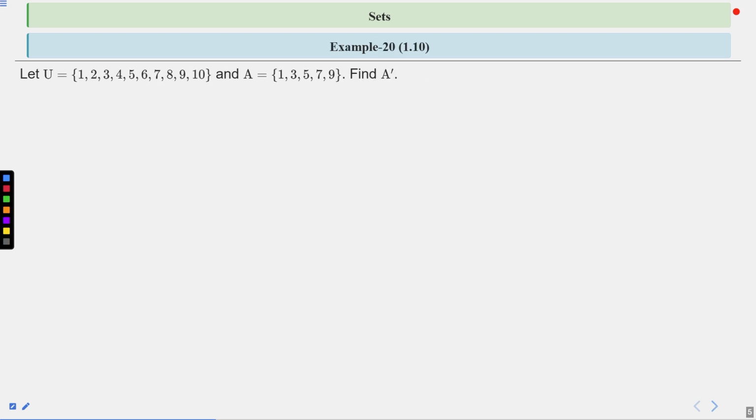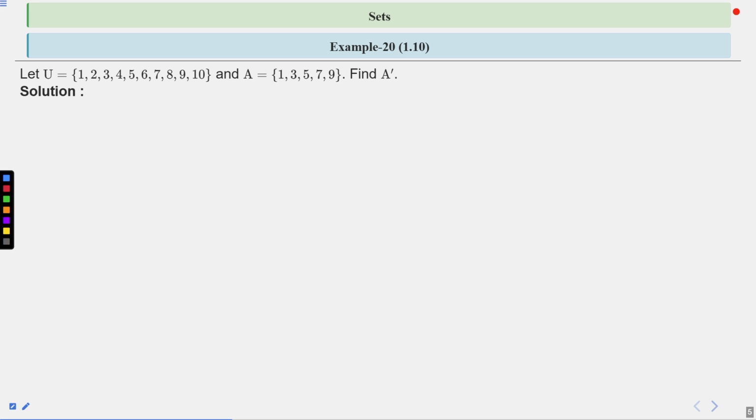Now, this small example is related to the definition. If you have your universal set with these 10 elements 1, 2, 3, 4, 5, 6, 7, 8, 9, 10 and A a subset of U with 5 elements 1, 3, 5, 7, 9, then find out A complement. So please comment your answers. Very simple. You have to find out the A complement.